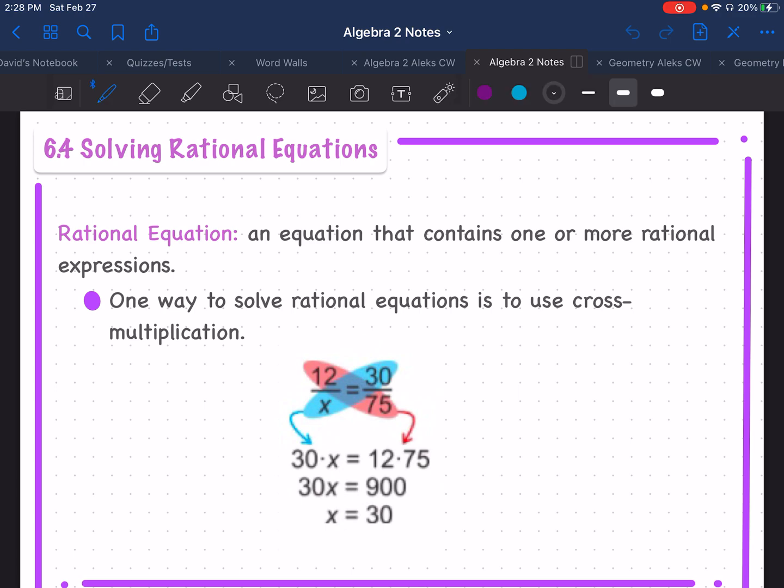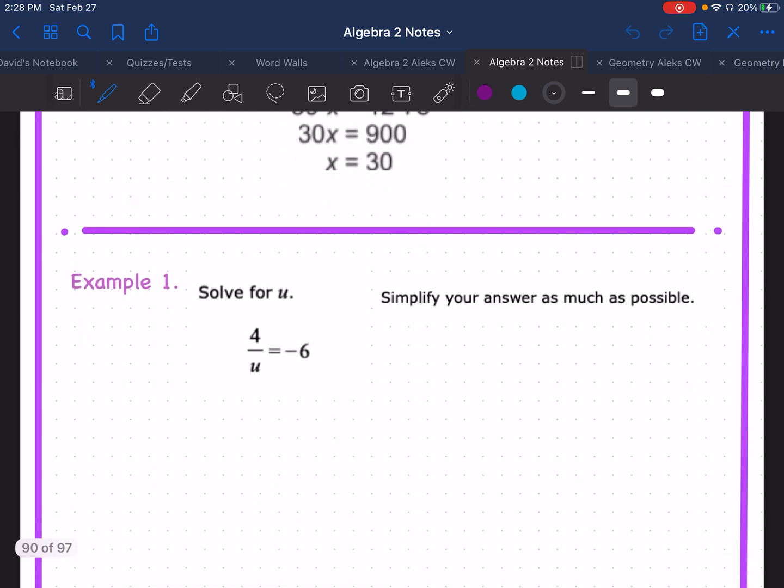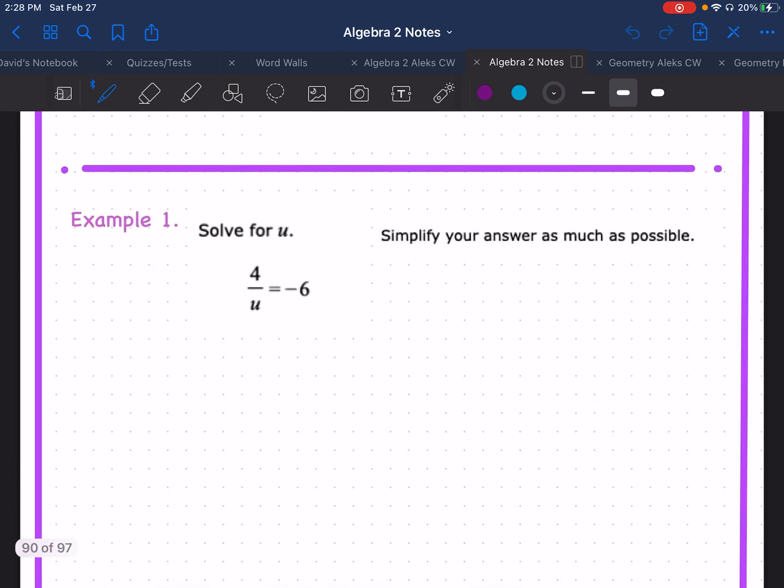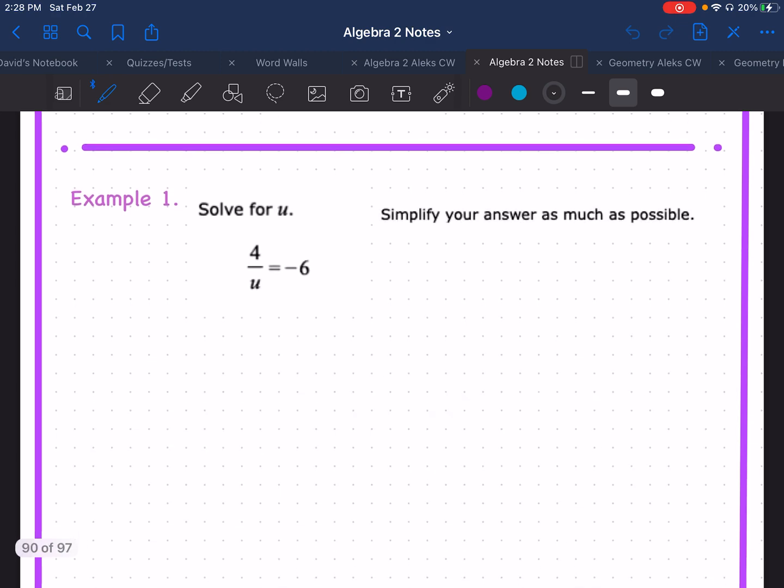We can apply the same idea to solving rational equations. So here we go. Here's example 1. Solve for u, and we need to simplify as much as possible. So notice on the left side of our equation, we have a rational expression, and on the right side, we just have an integer. Any integer like -6, I can make into a fraction by putting it over 1. Which means I can still cross multiply.